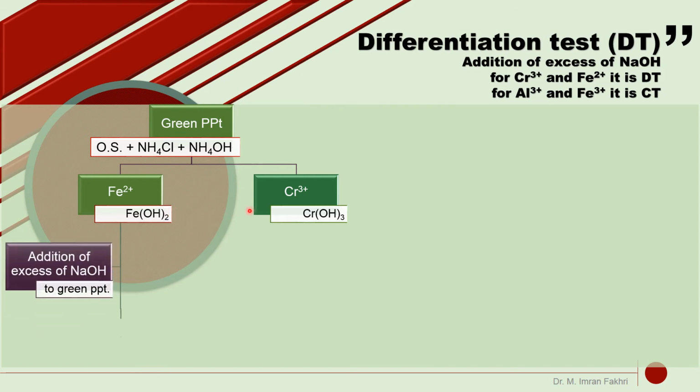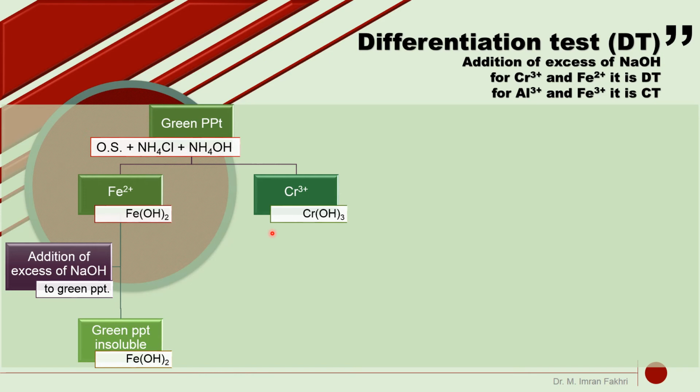We have to add sodium hydroxide in excess to the green precipitate. If the green precipitate remains insoluble, we can say that the ferrous hydroxide is not solubilized by the excess of sodium hydroxide. So we are going to say that we have Fe2 positive ion present in our given salt.